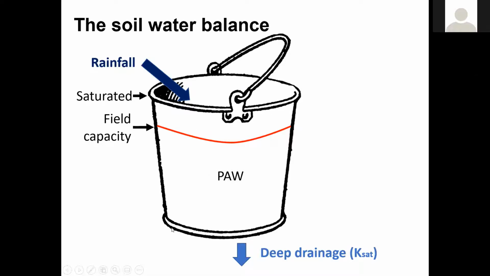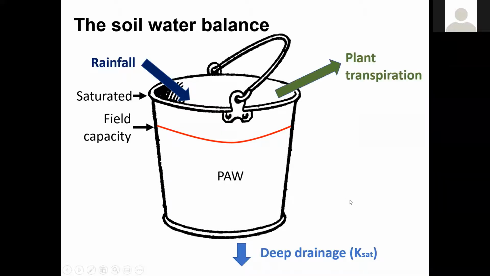If you're on a soil where you don't have holes in the bottom of the bucket, as we saw some of those chromosols and sodosols can have, then you've got potential for water going in to not drain out the bottom and just keep filling up the bucket.